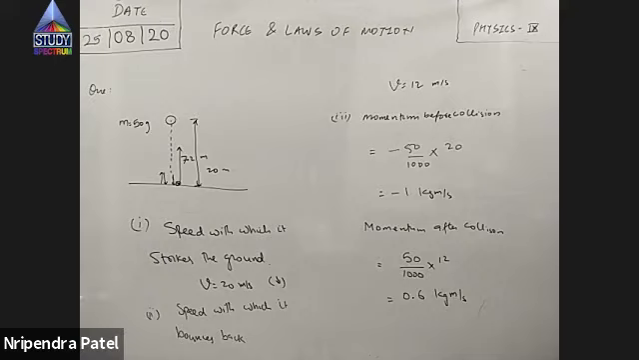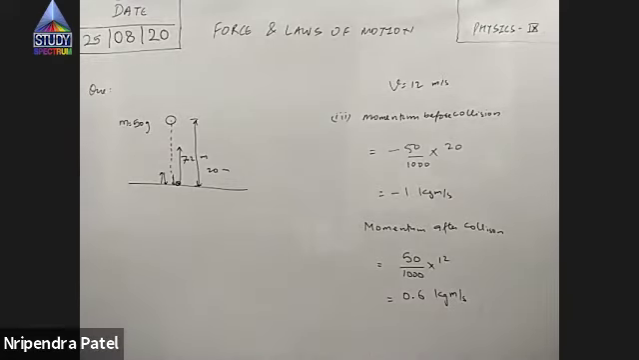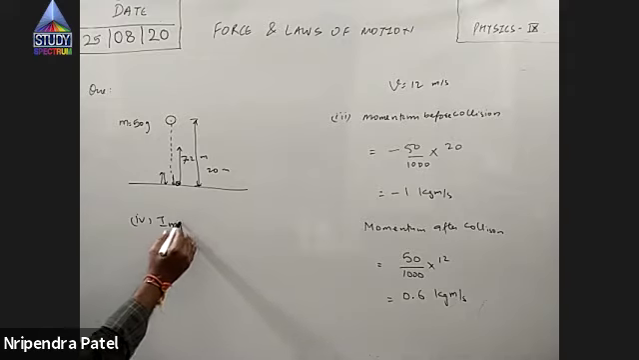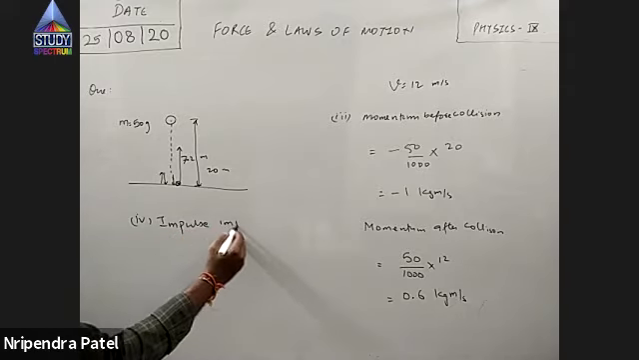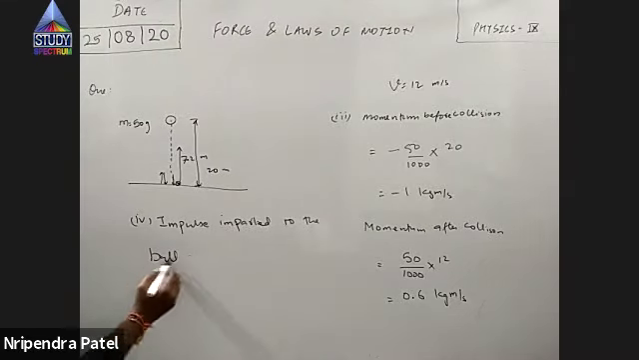Right. Now, next question was the impulse imparted by the floor to the ball. So impulse imparted to the ball. How much impulse did the ball get? What is the impulse gained by the ball?